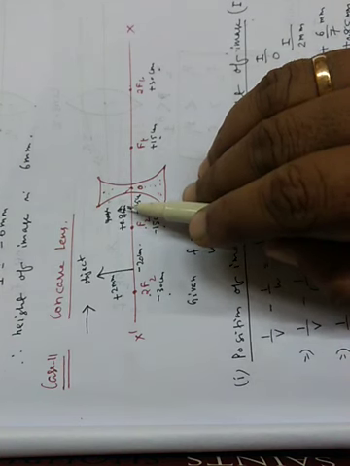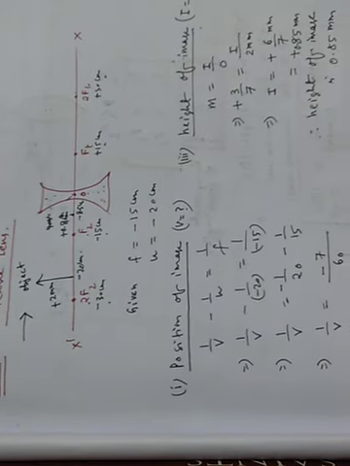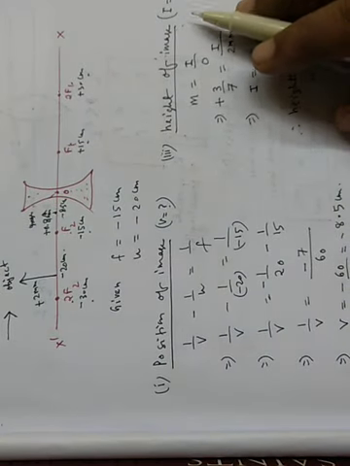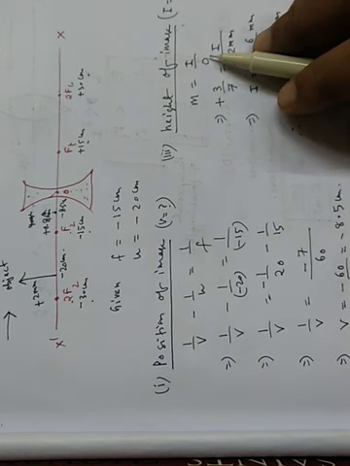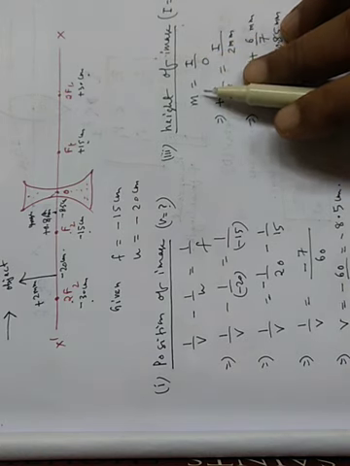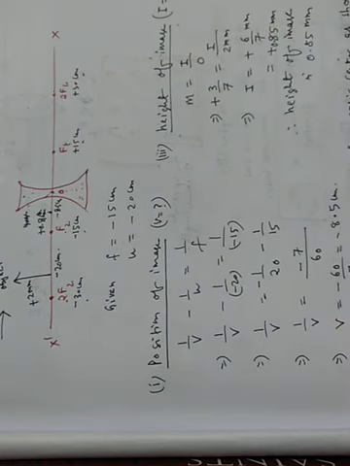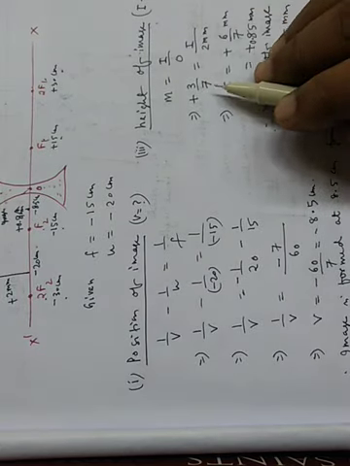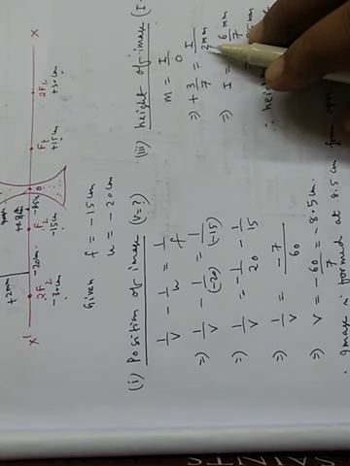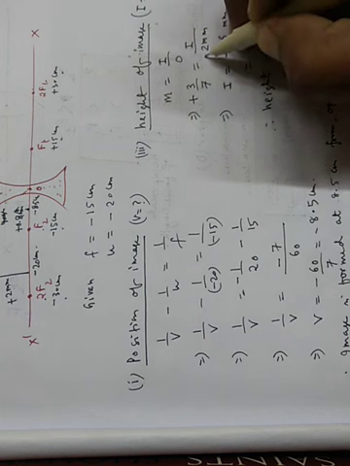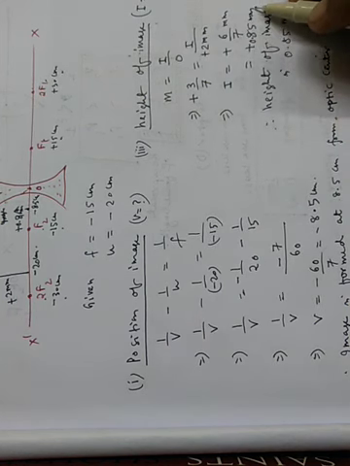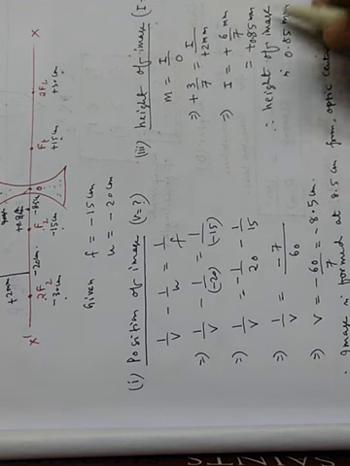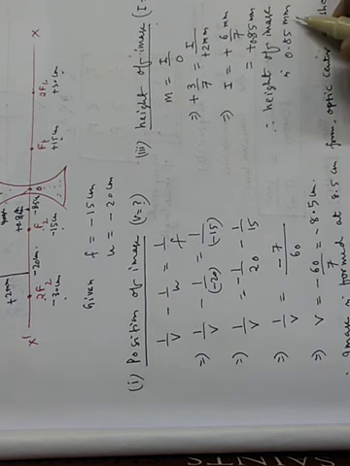Diminished means smaller size. Now the third part of the problem is we have to calculate the height of the image. Magnification m is equal to image height by object height. The calculated value of magnification here is plus 3 by 7. We are putting here plus 3 by 7. Image height we have to calculate. Object height is plus 2 mm and image height is plus 0.85 millimeter. So we have to write the height of the image is 0.85 millimeter.